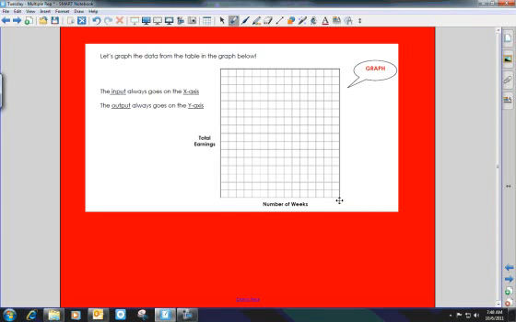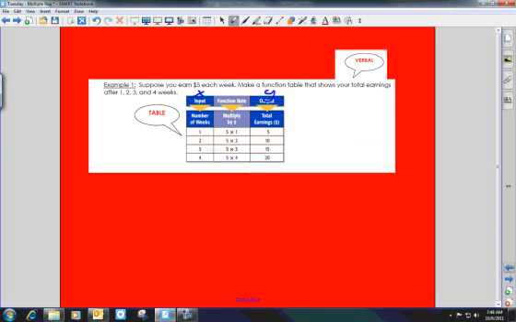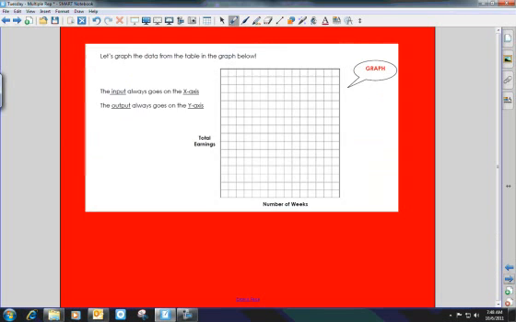Well, I already know that I had weeks 1 through 4, I believe, right? Let's check. Yes, weeks 1 through 4 in my table. So I'm going to decide how that's going to look best on my graph. Normally we'll be making a line graph. So I'm going to go every other line here to kind of spread out my numbers. So this is 1, 2, 3, 4 for my number of weeks.